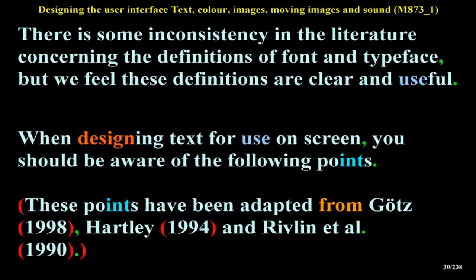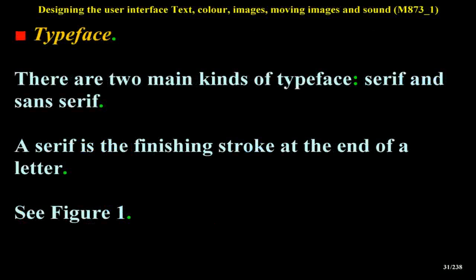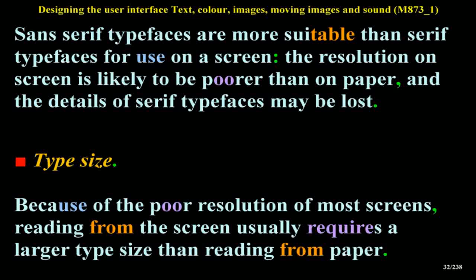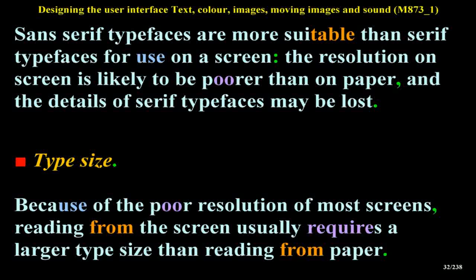These points have been adapted from G.T.Z. 1998, Hartley 1994 and Rivlin et al. 1990. Typeface. There are two main kinds of typeface: serif and sans serif. A serif is the finishing stroke at the end of a letter. See Figure 1. Sans serif typefaces are more suitable than serif typefaces for use on a screen. The resolution on screen is likely to be poorer than on paper, and the details of serif typefaces may be lost.